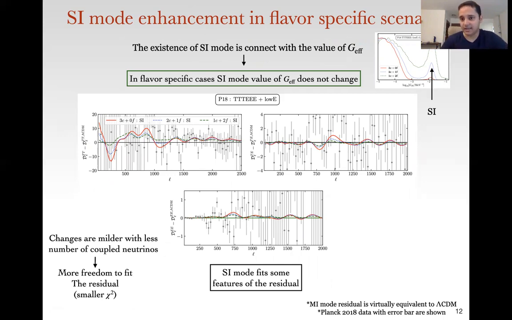But the interesting thing that happens here is that you see an enhancement in the SI mode peak, and this can be understood by the fact that the SI mode and the MI mode peaks are actually different. They are different fits to the CMB data, because for the SI mode you are getting some compensation effect. So it fits some certain residual of the data with respect to lambda CDM, as you can see in these plots. However, when you go to the flavor specific scenarios, because your changes are milder with respect to lambda CDM, because you have fewer coupled neutrinos, you have more freedom to fit the residual. That's why you can reduce the chi-square much more, get a better fit on the second peak position, and that's why you get the higher bump at the SI mode.